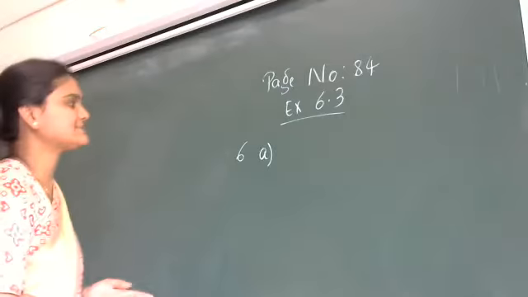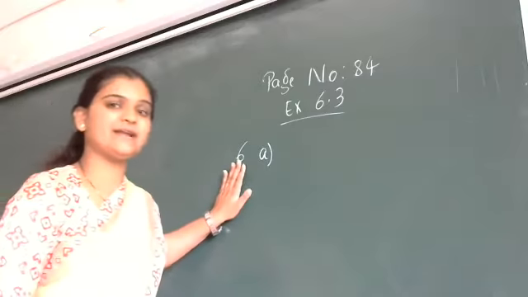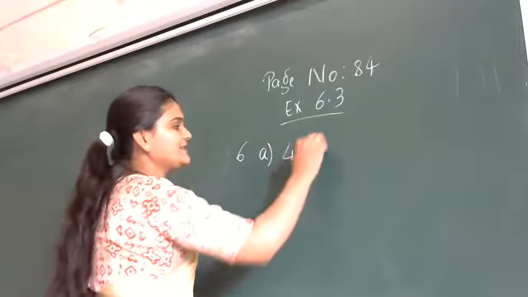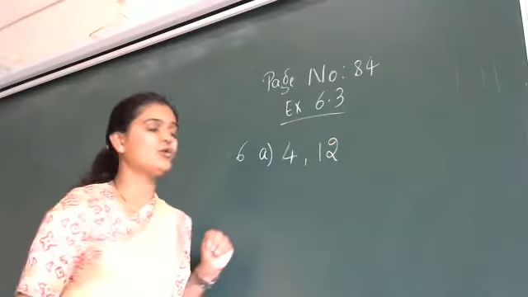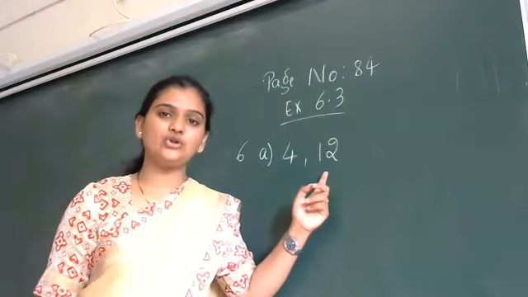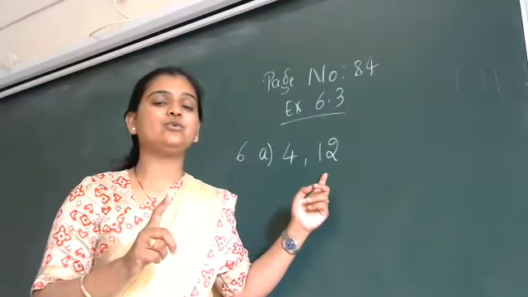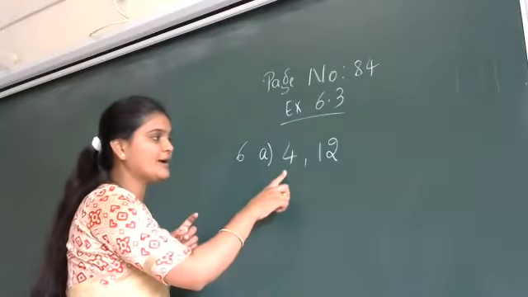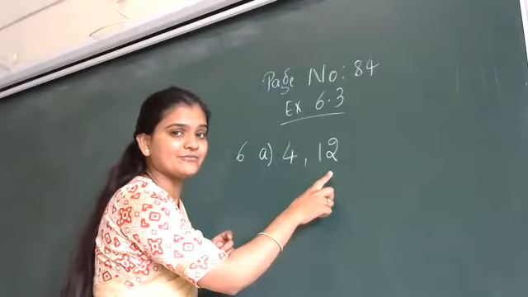Okay, so exercise 6.3, sixth question, find the LCM of the following. First question is regarding find the LCM of 4 and 12. Two numbers are being given, 4 and 12. First thing that you have to do is you have to find the multiples of 4, multiples of 12.